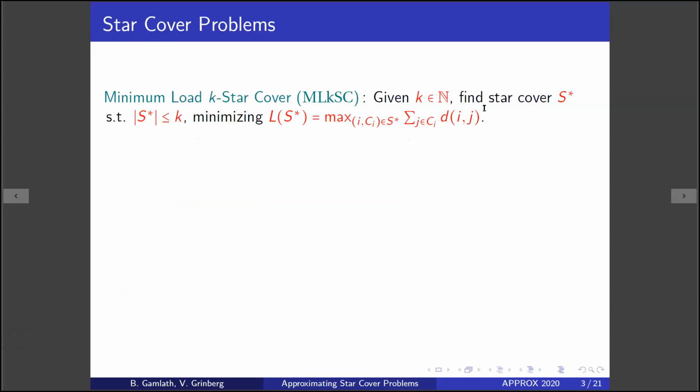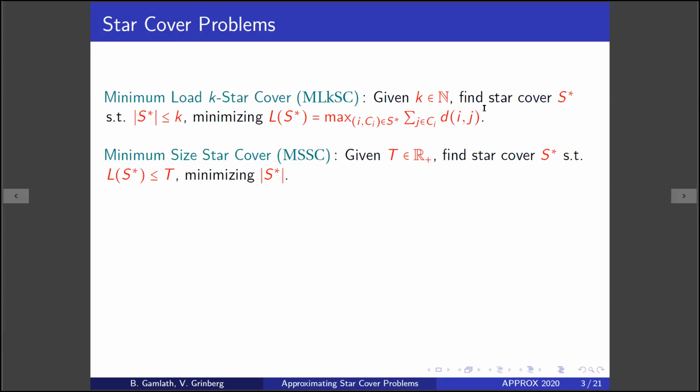In our work, we studied two problems on star covers. The first one is minimum load k star cover. Given an integer k, find a star cover of size at most k with minimum load. The minimum size star cover problem is basically the reflection of minimum load k star cover. Given a non-negative number t, find the star cover of load at most t with minimum size.